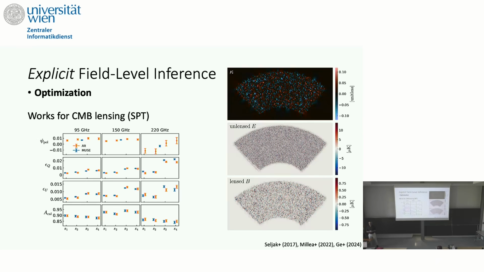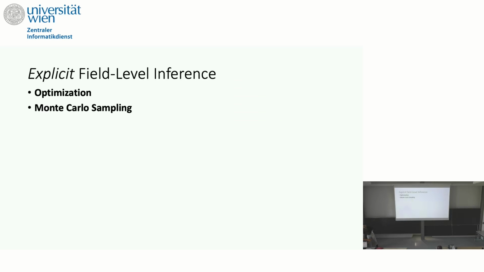So for example, in CMB lensing, SPT recently put out an analysis where they used optimization and then like a Laplace approximation around the peak of the posterior to do inference over some systematic parameters in CMB lensing. But as you go to galaxy clustering and weak lensing, this no longer works so well. It's too nonlinear of a problem. And then you've got to move on to Monte Carlo sampling. I think we'll hear a lot about that in this workshop.